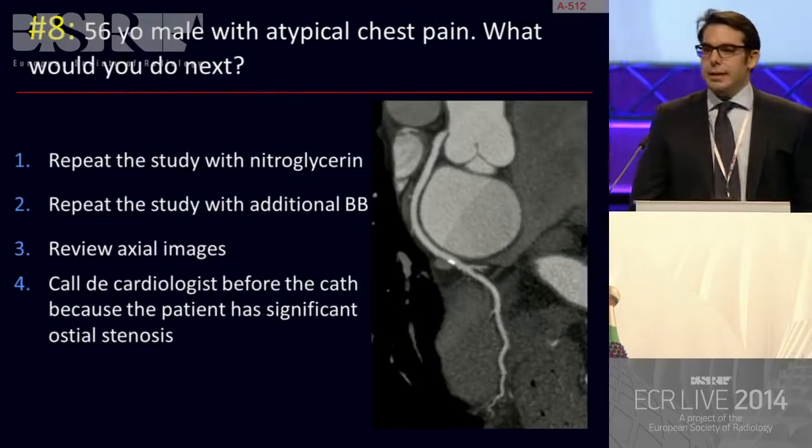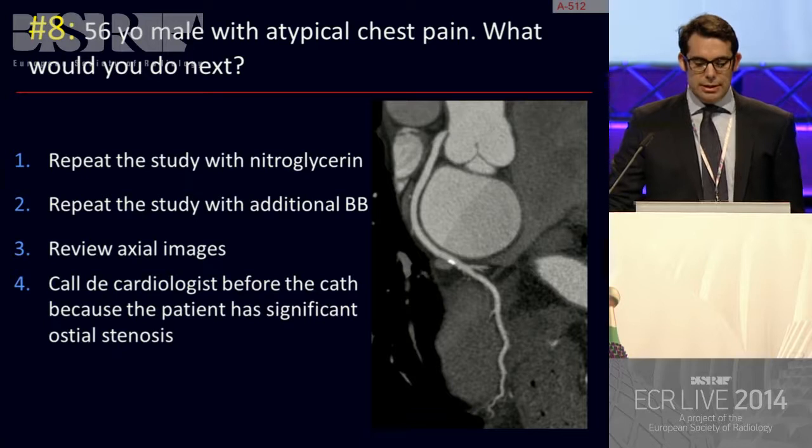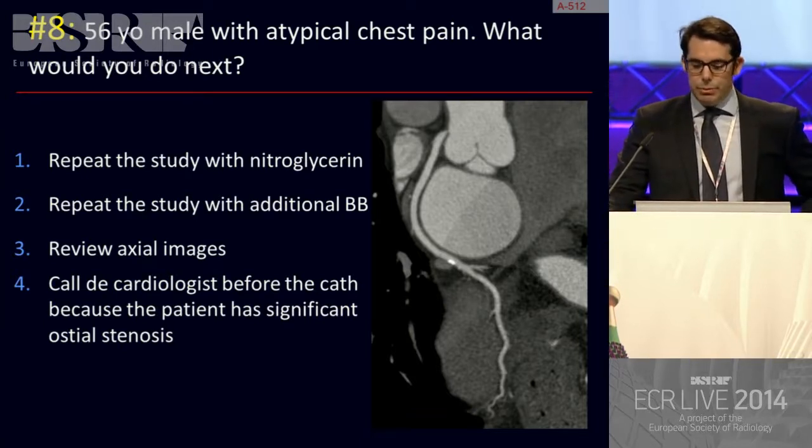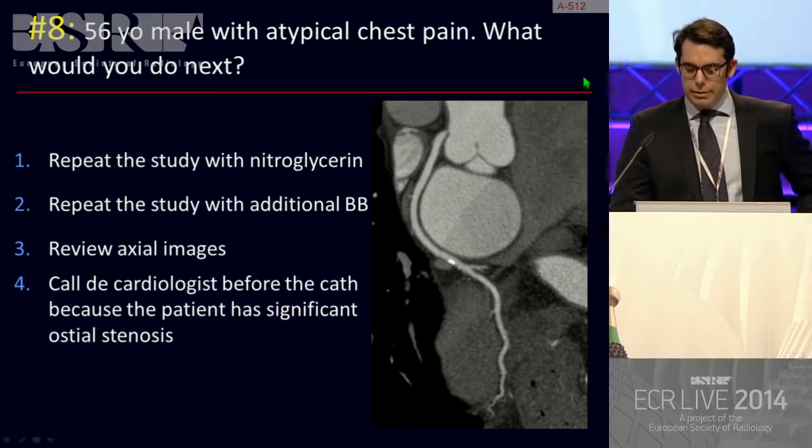Here we have the 8th case. Again, something that happens quite a lot is this case. It's a 56-year-old male with atypical chest pain. What would you do next? Would you repeat this study with nitro when you see this area here?